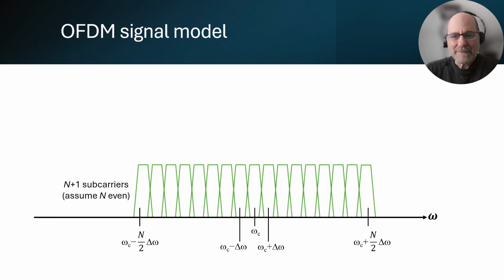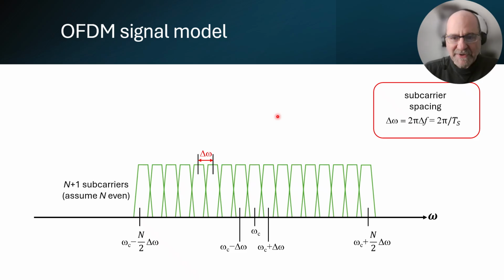Our OFDM signal model will assume a total of N plus 1 subcarriers, where N is going to be assumed even. In this case, we have a subcarrier aligned with the carrier frequency omega c. That is typically not the case, but in this case, it doesn't hurt to have just an additional subcarrier at that frequency. The subcarrier spacing we call delta omega, and that is given by 2 pi delta f, where delta f is just the inverse of the OFDM symbol time.